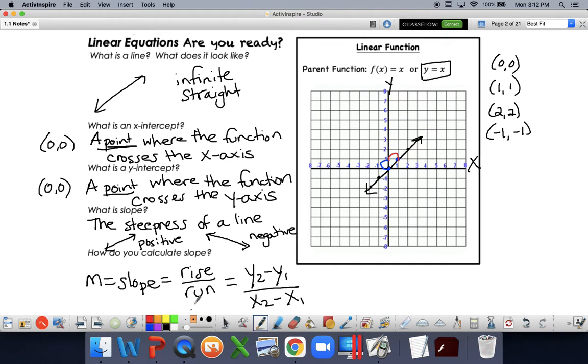So therefore, my slope for this particular equation, my parent function, is just 1 over 1, which is equal to 1.